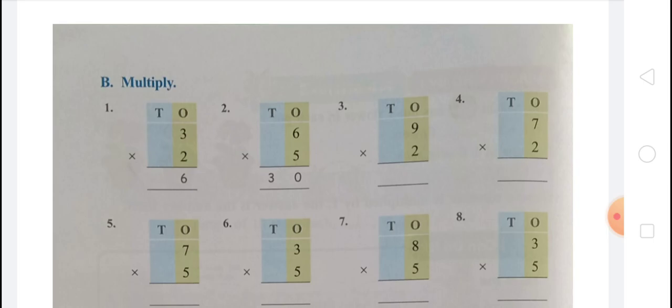In the first question, we have to multiply 3 by 2. So we will read the table of 2, three times: 2 ones are 2, 2 twos are 4, 2 threes are 6. So there will be 6. We will write 6 on the ones place because on the tens place there is nothing. So 6 is on the ones place.